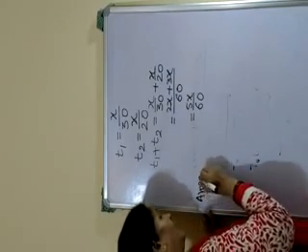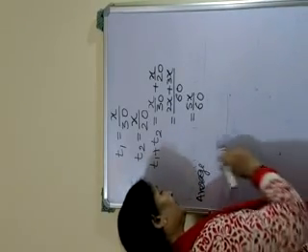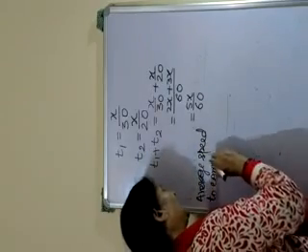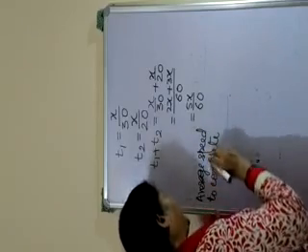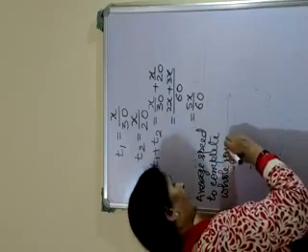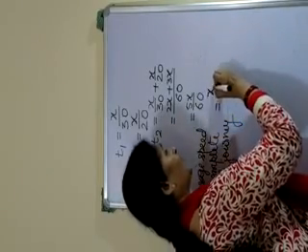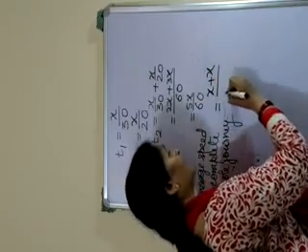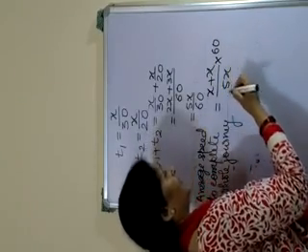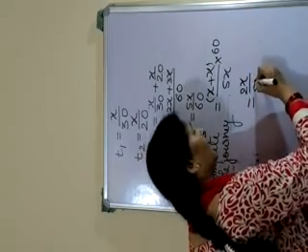Average speed to complete whole journey is equal to total distance travel x plus x and total time taken is this 5x by 60, and this we can write 2x by 5x into 60.